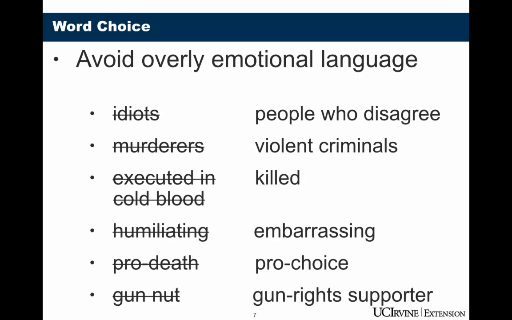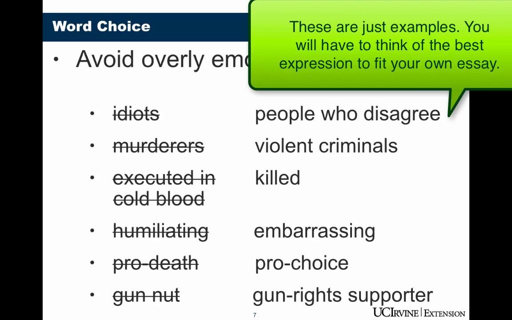Avoid overly emotional language. There are some words that, used in certain contexts, are overly emotional. People use them because they're upset about something. Maybe they're very angry. We should not use that kind of language. Now, one way to persuade is to use emotion, but you want to be careful about using overly emotional language. So calling people idiots is one example of something that is not formal and not academic. Instead, you can just say people who disagree.